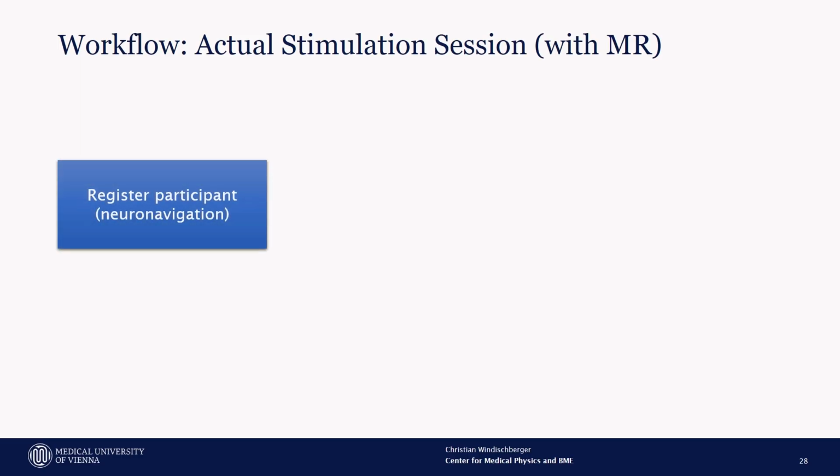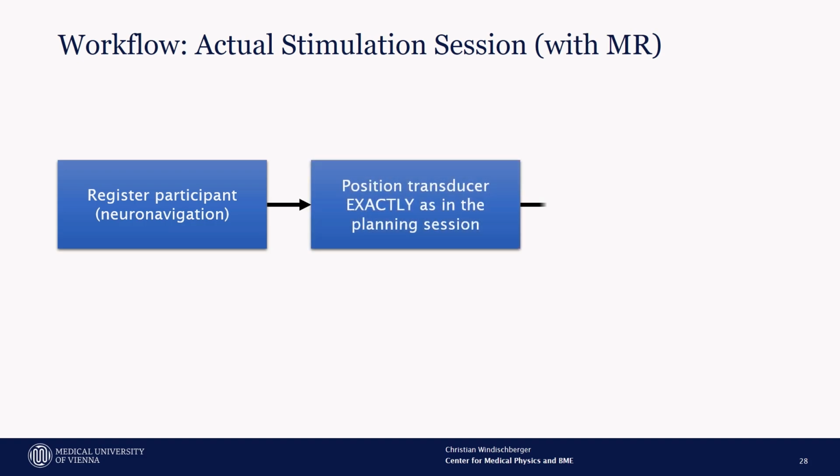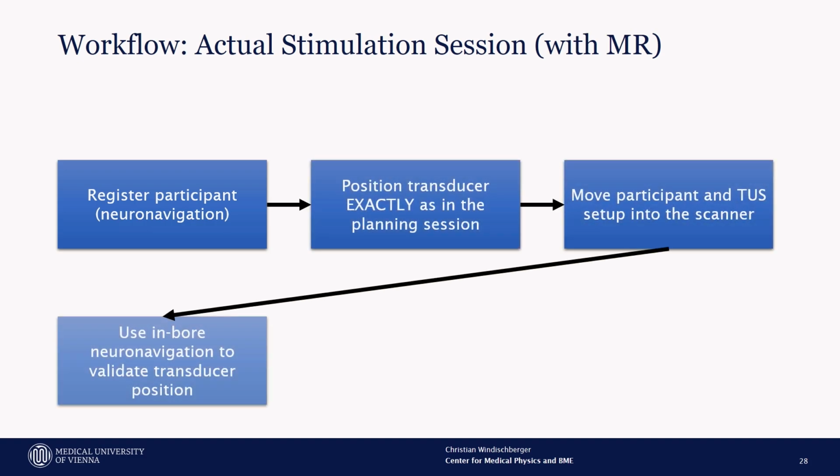Now, if you can also do the following, so that's all the same. You can use in-bore neuronavigation to validate the transducer position, right? So in this case, you would need to have a setup where the neuronavigation camera system is actually in the scanner room and is able to look at your participant, plus see all the trackers in there, to really validate where you are. Otherwise, you are in a sort of fire and forget position.